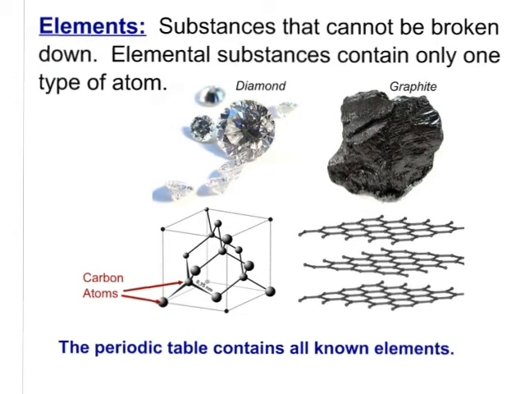An element, what is that? Well, on the periodic table, we have all known elements represented. So when you see periodic tables, all of the elements that we know of are listed up there, arranged on the periodic table. Elements are substances that cannot be broken down. So elemental substances contain only one type of atom. Carbon, only one type of atom there, it's carbon. Whether it's in the form of a diamond or a graphite, it is carbon.